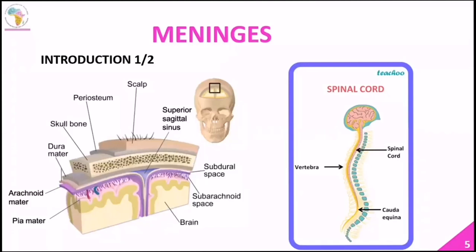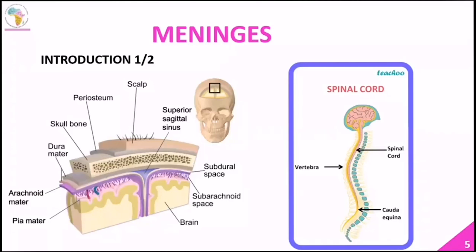Let's first talk about the meninges. We know that the brain is protected under the skull, and the cavity in which it is protected is called the cranium, whereas the spinal cord is protected under the vertebral column. In all of these bony coverings, there are three protective membranes called the meninges. These meninges protect the brain and spinal cord. The three membranes are the dura mater, the arachnoid mater, and the pia mater.